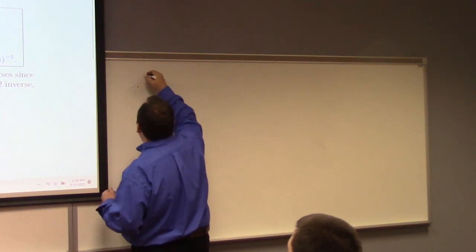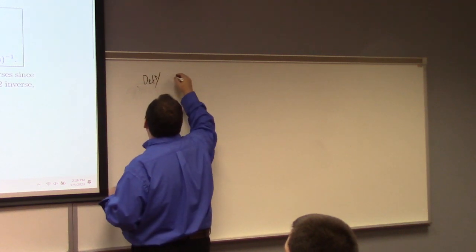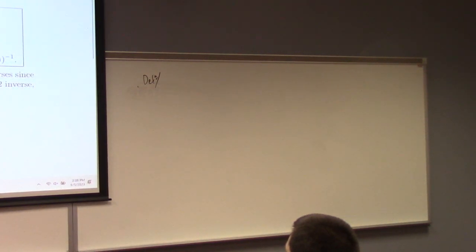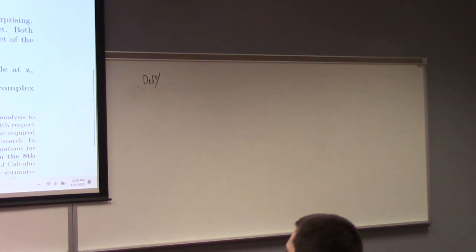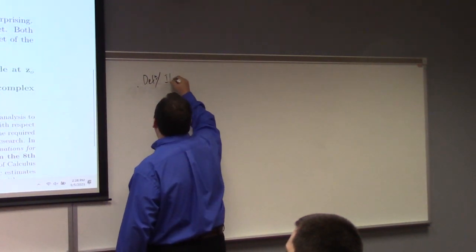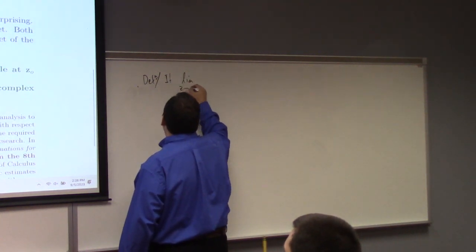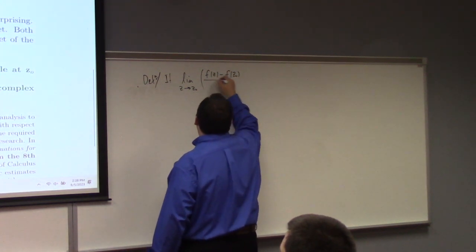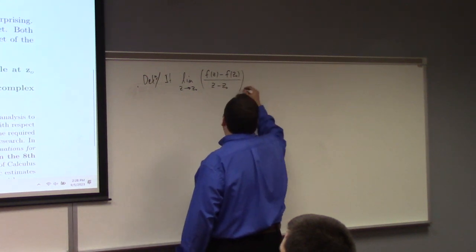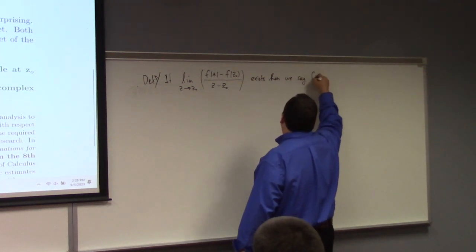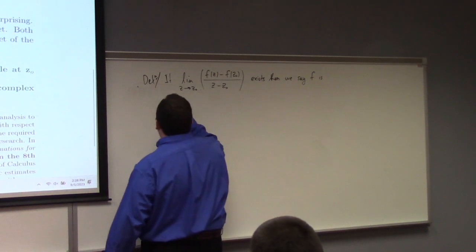Anyway, so, definition. If the limit as z goes to z naught of f of z minus f of z naught, divided by z minus z naught, exists, then we say f is complex differentiable.